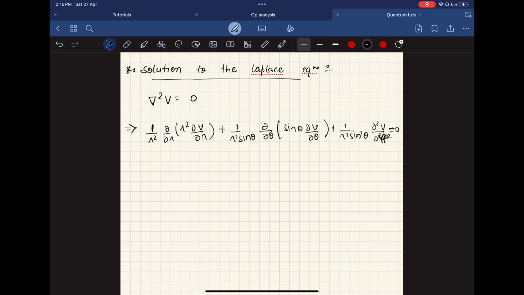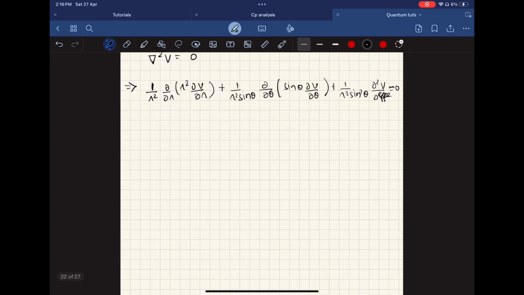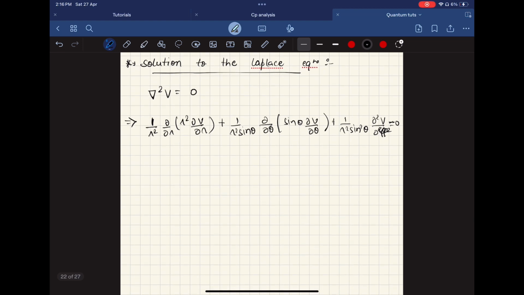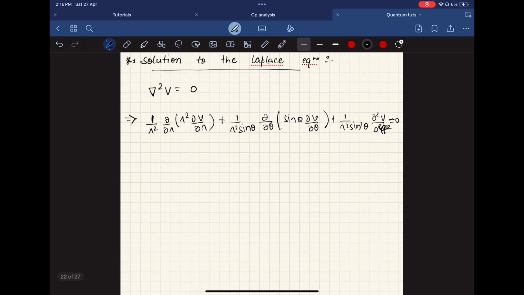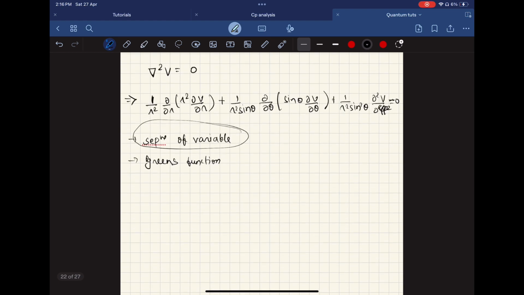So how can we solve this equation? We have two methods to solve this equation. One method is by using separation of variables, and the other method is by using Green's function. In this part, we are going to see it by using separation of variables. So let's solve for some special cases, some simpler cases.